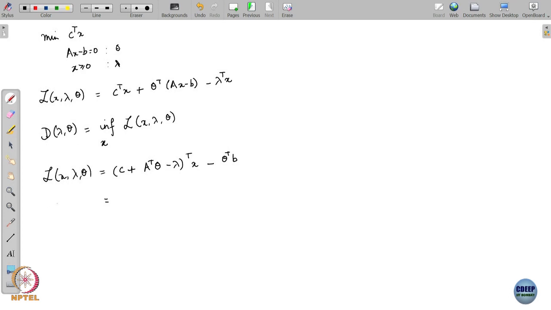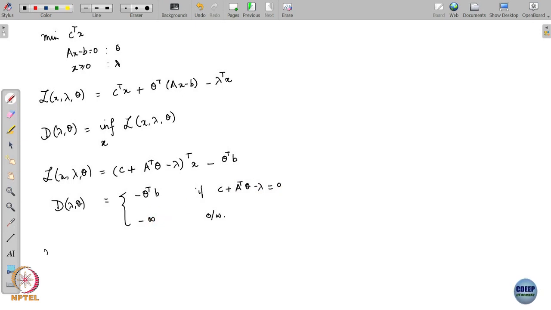Okay, all right. So if I take the infimum of the Lagrangian, then d of lambda comma theta should be equal to one of these. It's equal to either minus theta transpose b if c plus A transpose theta minus lambda is exactly equal to 0, and otherwise it's minus infinity. So whenever this is not equal to 0, you can choose a suitable x to drive the value down to minus infinity. It is equal to a real value, minus theta transpose b, so long as theta and lambda satisfy this equation, otherwise it's minus infinity.